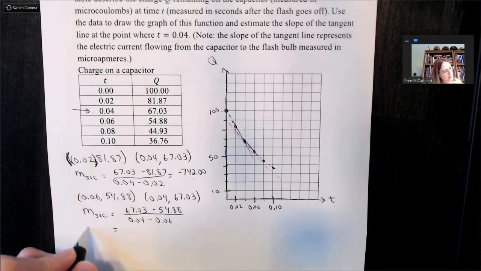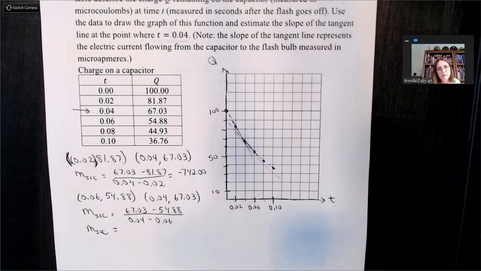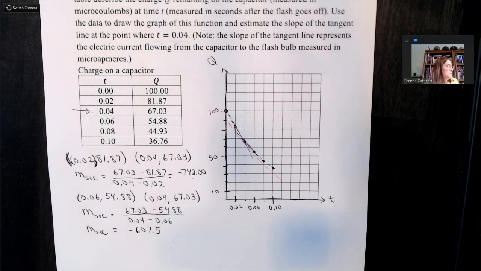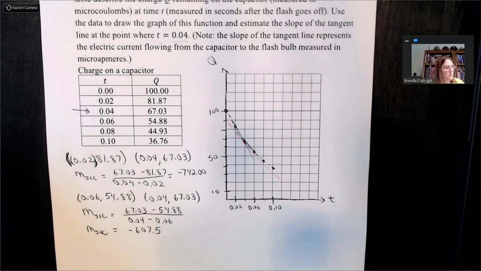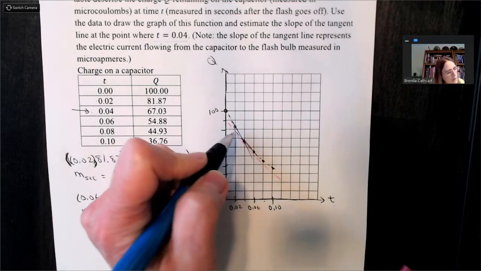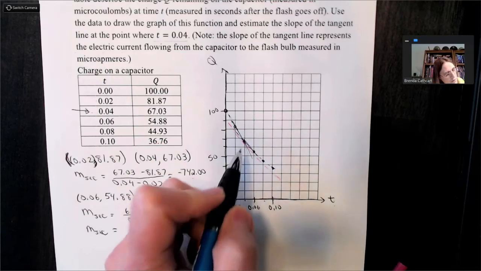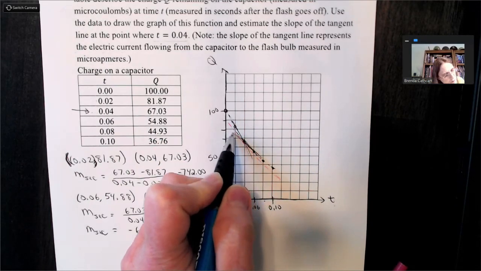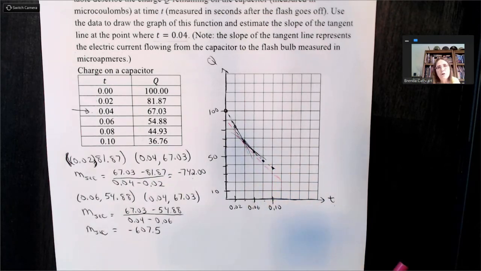And I've calculated that slope of that secant. That value is negative 607.5 microcoulombs per second. So my slope of my tangent line is going to be somewhere in between the slope of these other 2 secant lines. Here's one, the slope is too steep. Here's this one, the slope is not steep enough. So the slope of the tangent line is going to be in between those.